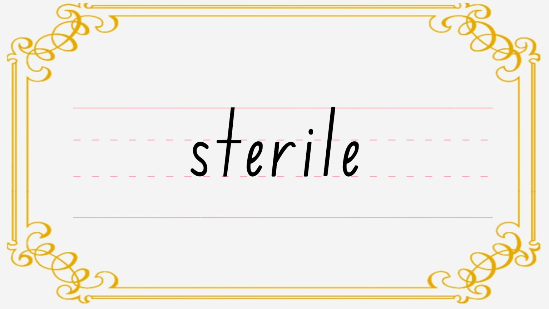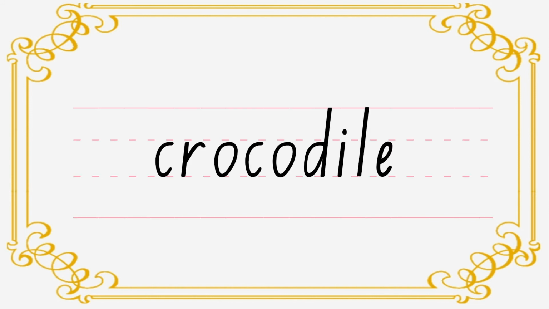For spelling, sterile starts with S-T-E for the ste part, which is then followed by the rile sound, made by the letters R-I-L-E. So, S-T-E-R-I-L-E spells sterile.